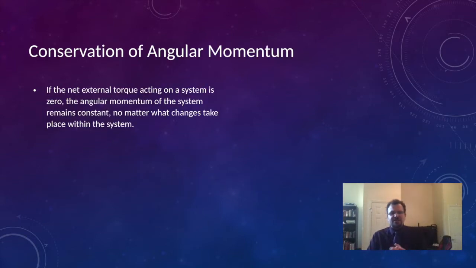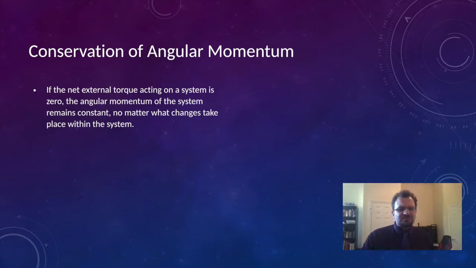So, conservation of angular momentum, as I said on the top of this talk, is that angular momentum is a quantity that needs to be conserved. If we want to be all proper language about it, we could say something like, if the net external torque acting on a system is zero, the angular momentum of the system remains constant no matter what changes take place within the system. This is also true with the linear momentum. But now we're dealing with circles, and we're going to be able to look at things maybe a little bit differently.